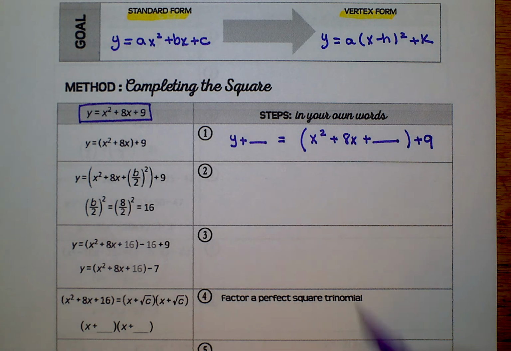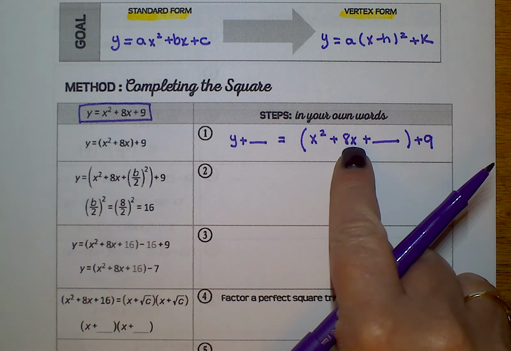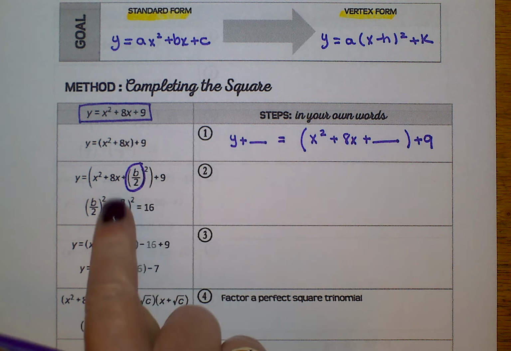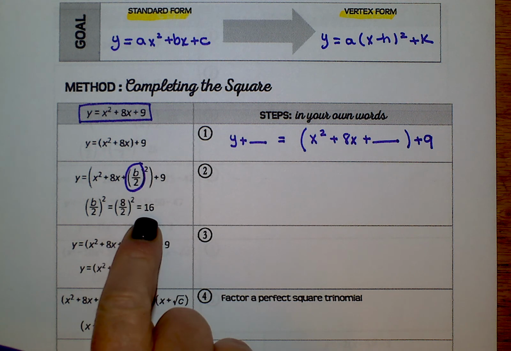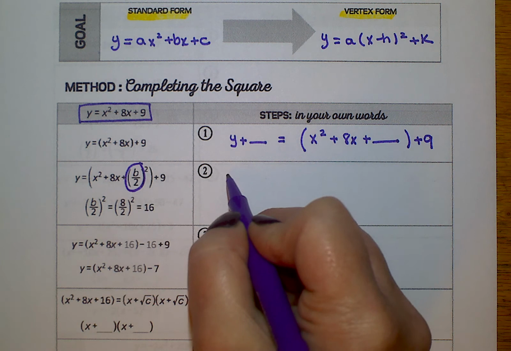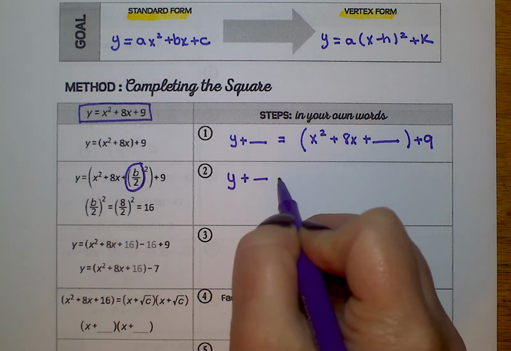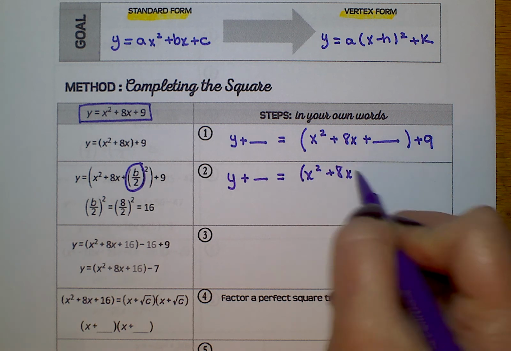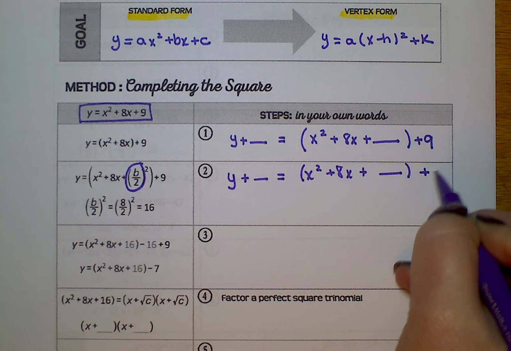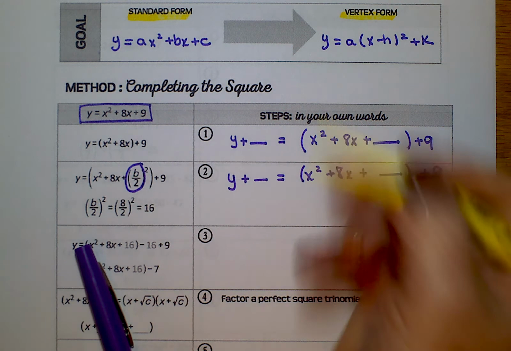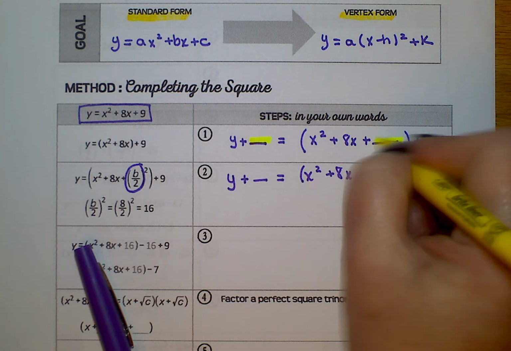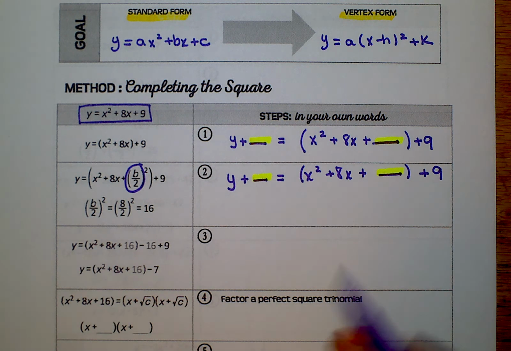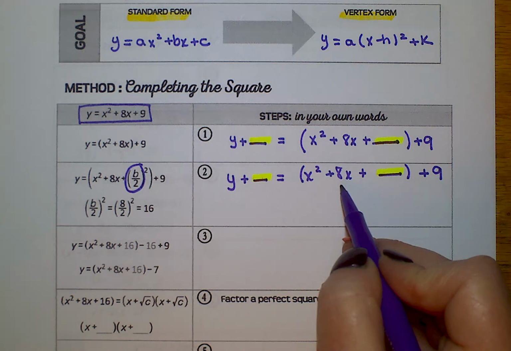Okay, after that part, you are going to take half of this number. So you're going to take half of your B term and you're going to square it. So I'm going to go down here and I'm going to put this information again. You always set the problem up with the blanks like this. And now we're going to take half of 8 and square it.